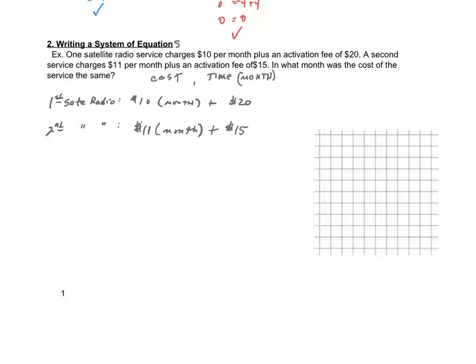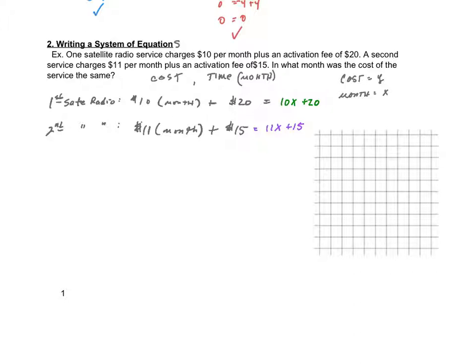All right, so looking at this, we can possibly come up with an equation. So let's go ahead and call the cost our output, which will be y, and the time, or month, our input, or our x. So the first equation would be $10 per month plus $20, and the second equation is going to be $11 per month plus 15.